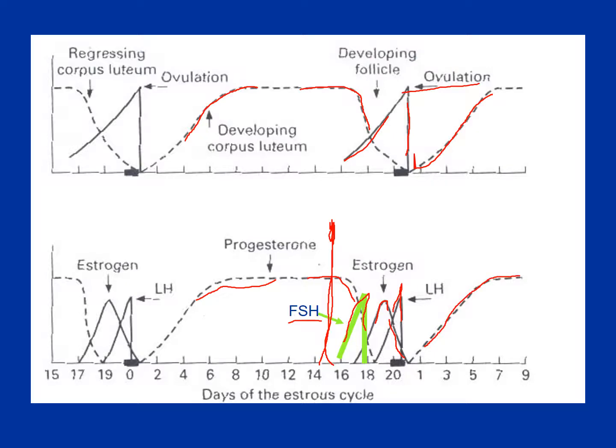and we get active progesterone. So we have high progesterone levels. If the animal is pregnant, that progesterone level will stay high throughout pregnancy. If the animal isn't pregnant, then at day 15, we'll have that prostaglandin spike again, and the whole cycle will start over again.